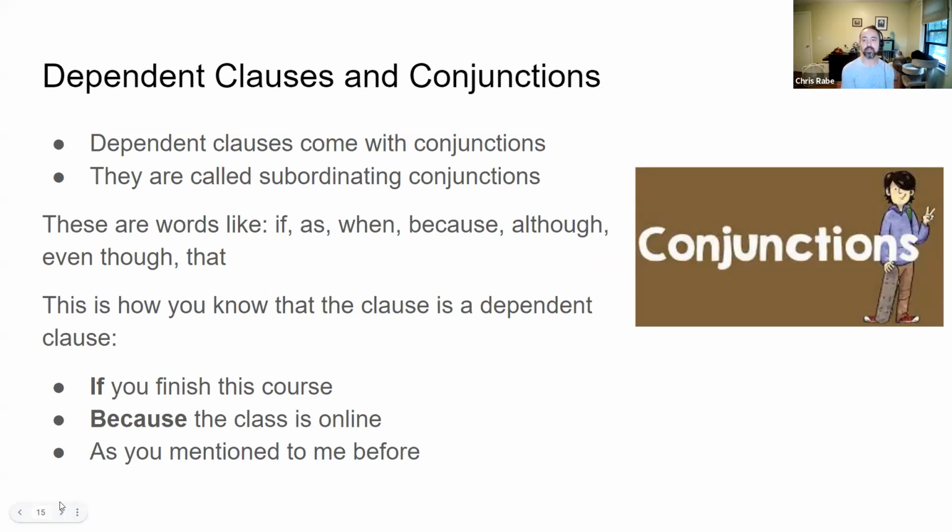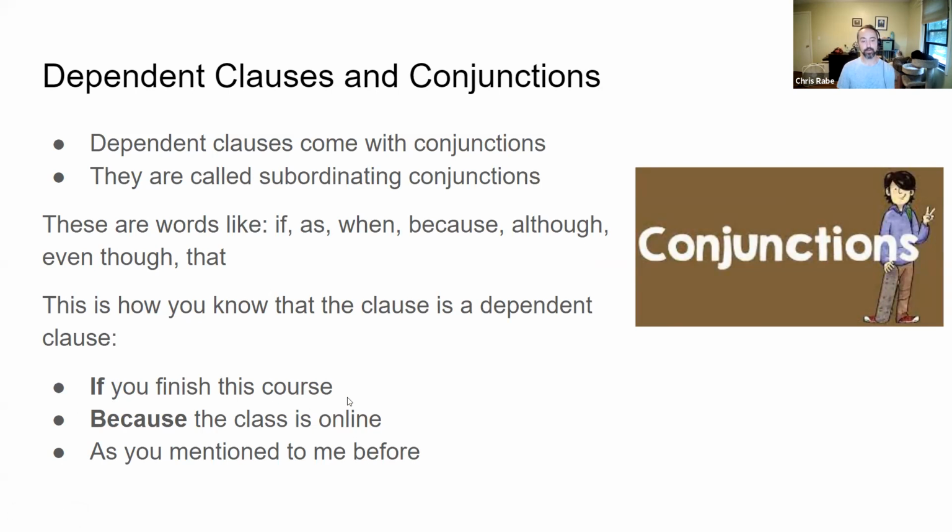Dependent clauses actually have conjunctions in them, everyone. So dependent clauses come with conjunctions. They are called subordinating conjunctions. And they're words like if, as, when, because, although, even though, that. And this is how you know that the clause is a dependent clause, everyone. It has the subordinating conjunction in it.